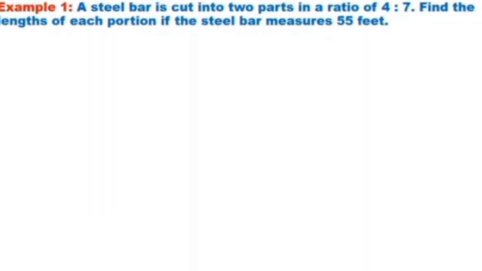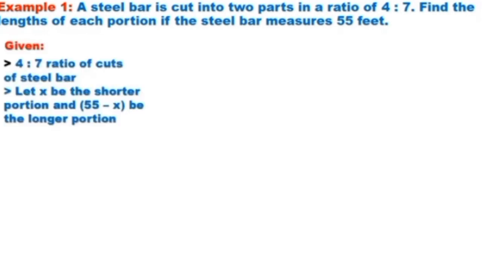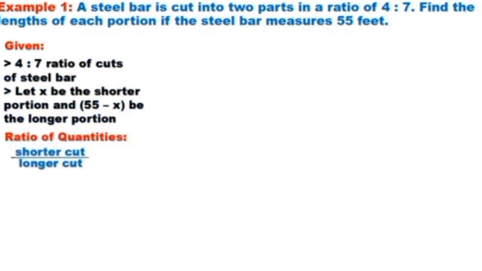For our next problem, a steel bar is cut into 2 parts in a ratio of 4:7. Find the length of each portion if the steel bar measures 55 feet. For the given in the problem, 4:7 is the ratio of cuts of the steel bar. Let X be the shorter portion and 55 minus X be the longer portion. Then we will use the ratio of quantities: shorter cut is to longer cut.